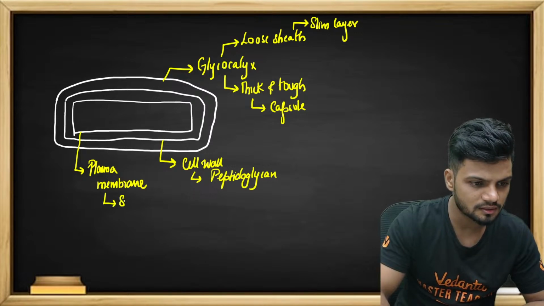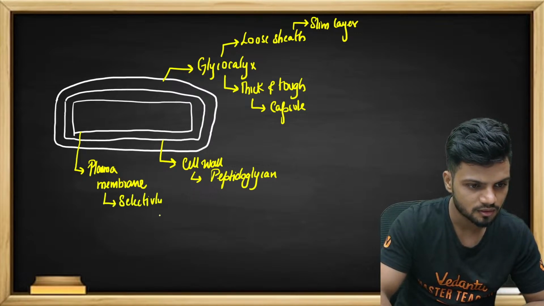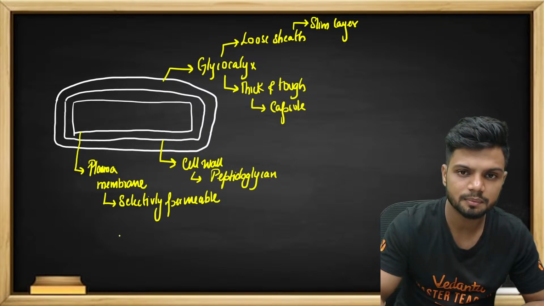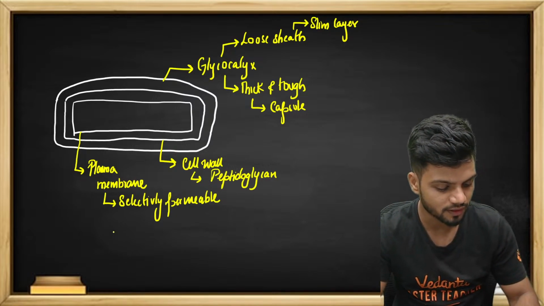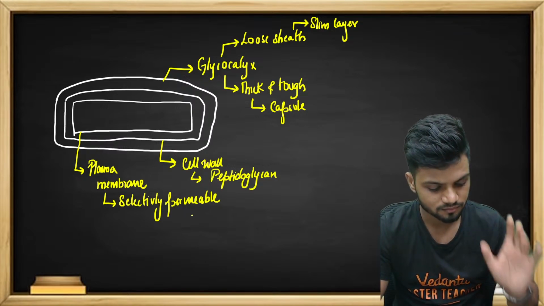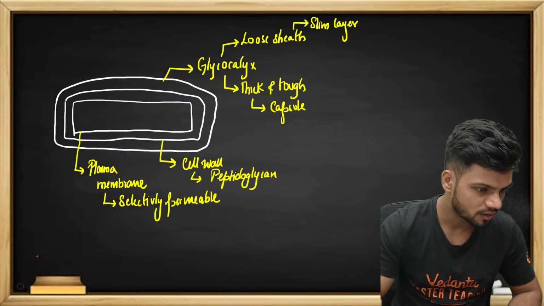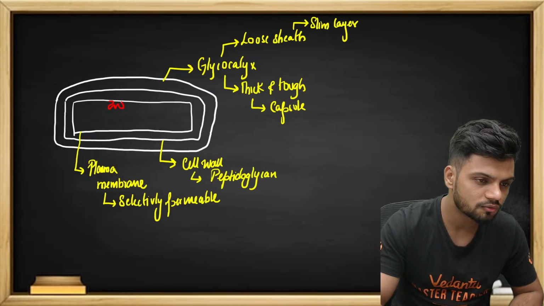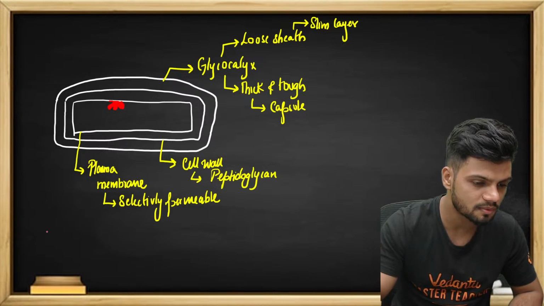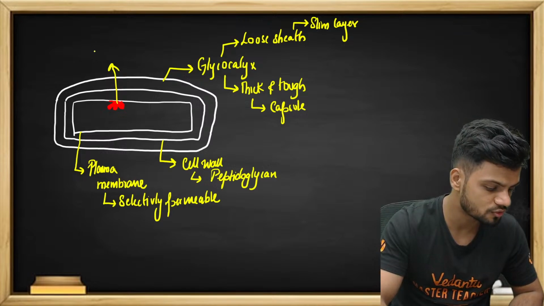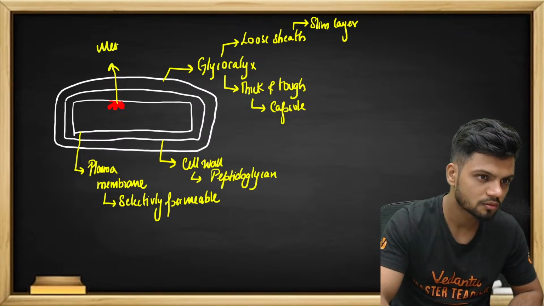This plasma membrane is selectively permeable. It doesn't allow everyone inside. Okay, 3 layers done. Now, in the plasma membrane there are some extensions or foldings. These extensions or foldings in the plasma membrane are called mesosomes.